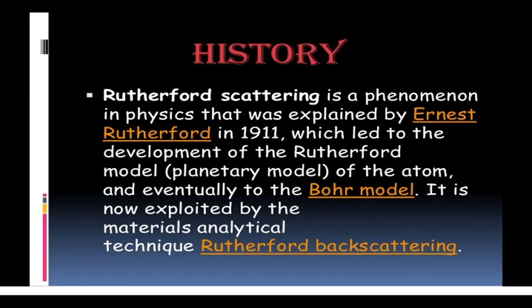So Rutherford scattering is a phenomenon in physics that was explained by Ernest Rutherford in 1911, which led to the development of the Rutherford model of the atom. This Rutherford model was eventually modified by Niels Bohr, and then the model is known as the Bohr model of atom.